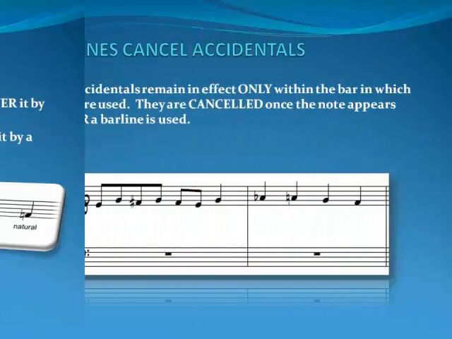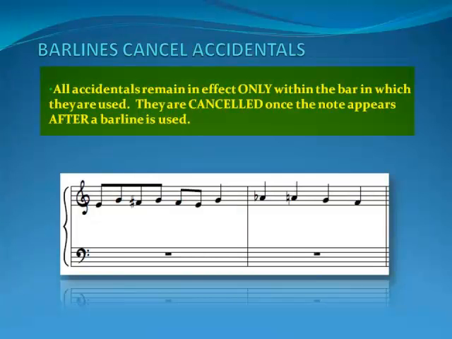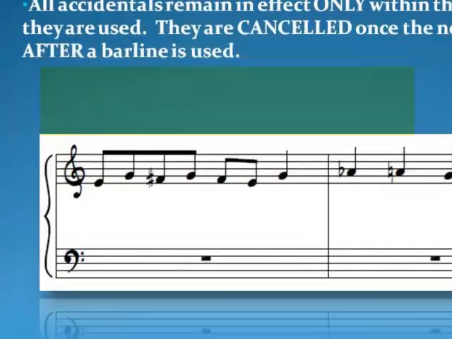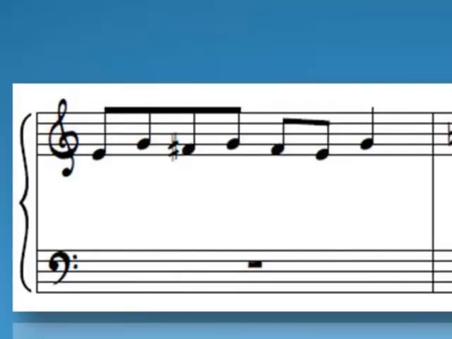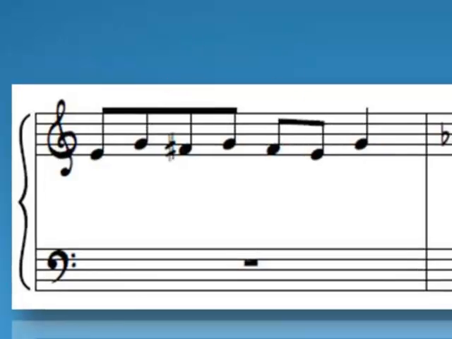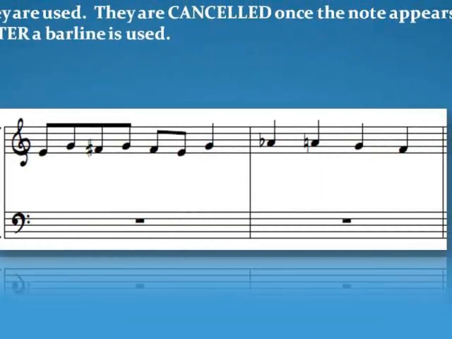In the example you see, the first F is sharp. The next F in the same measure would also be sharp because the accidental sharp carries for the whole measure. The last note in the second measure of this example is an F natural because the bar line cancels out the previous sharp.